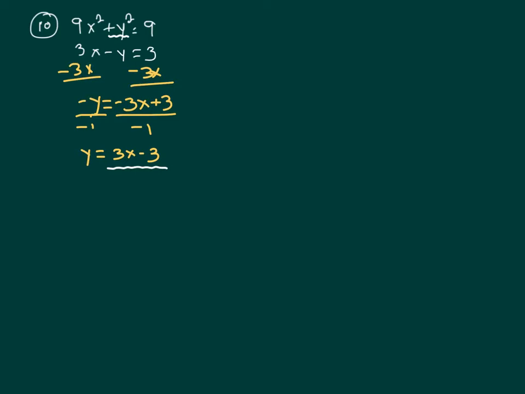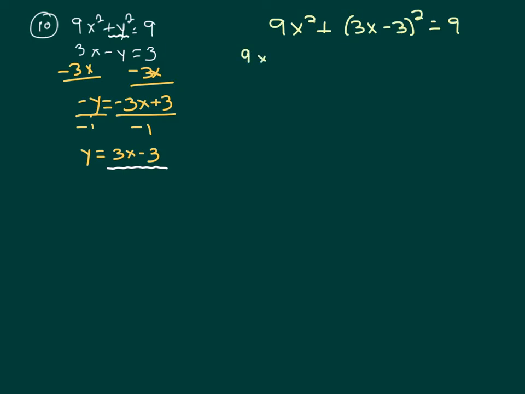So instead of having 9x squared plus y squared equals 9, we're going to have 9x squared plus (3x minus 3) squared equals 9. Okay, so what we've done is we've created an equation with one variable, so we could solve now.